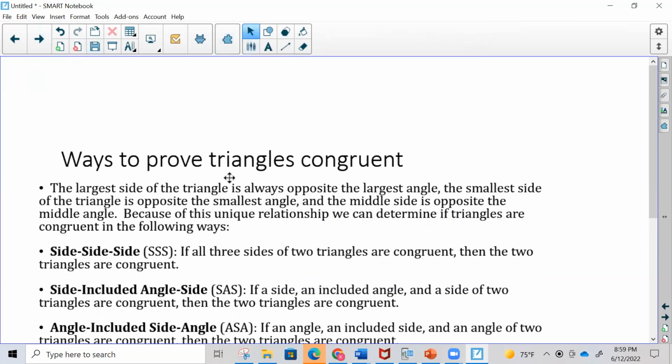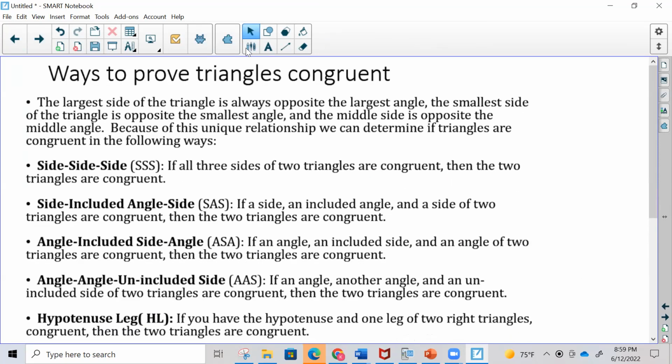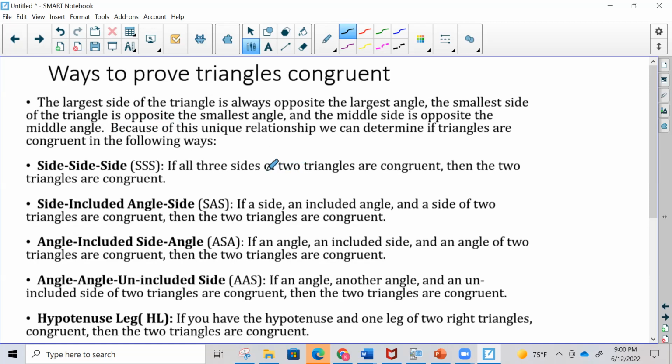So there are 5 ways to prove triangles congruent. The largest side of the triangle is always opposite the largest angle. The smallest side of the triangle is opposite the smallest angle, and the middle side is opposite the middle angle. Because of this unique relationship, we can determine if triangles are congruent in the following ways.